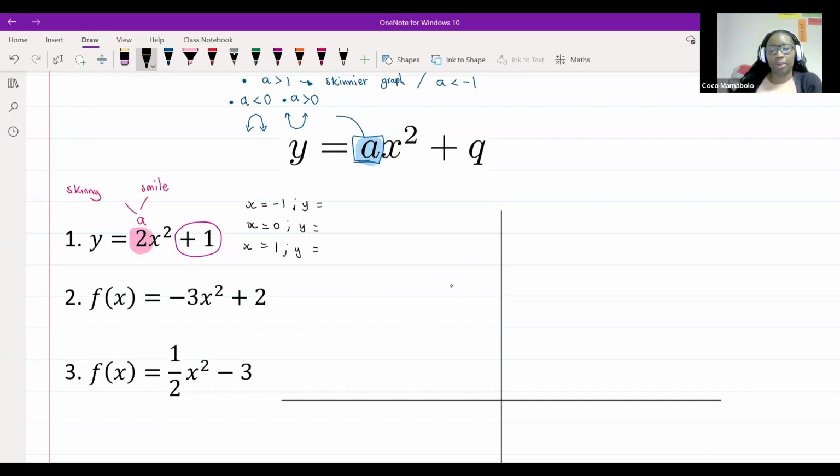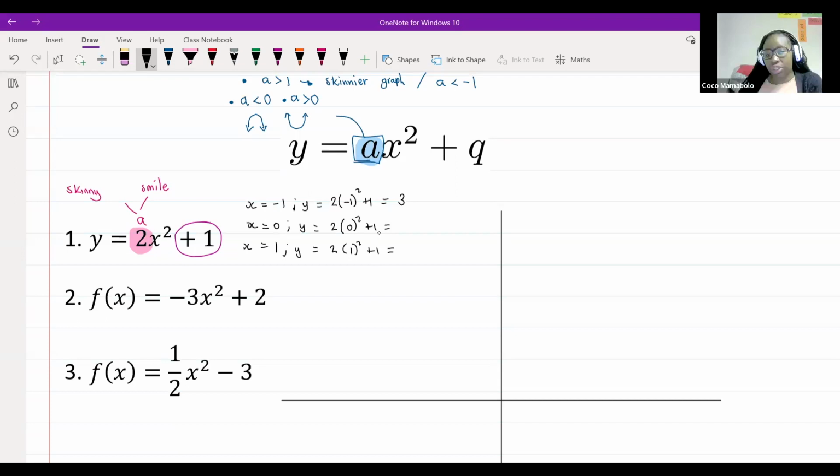I'm going to say y is equal to 2, open brackets, -1, all squared, and then add 1. Then 2 times 0 squared plus 1, and 2 times 1 squared plus 1. For the first one, we're going to get 3, correct. -1 all squared will just give me 1, 1 times 2 is 2, plus 1 is 3, good. So that first one is 3.